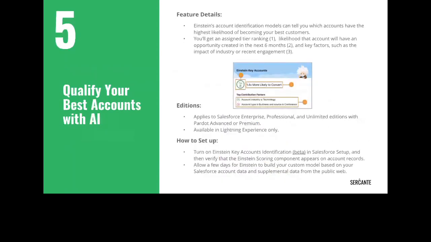All right, feature number 5, Einstein Account Identification, or qualify your best accounts with AI. Einstein's account identification models can tell you which accounts are likely to become your best customers, really moving towards that ABM model. You'll get an assigned tier ranking, the likelihood that the account will have an opportunity created within the next 6 months, and key factors such as industry impact or recent engagement.